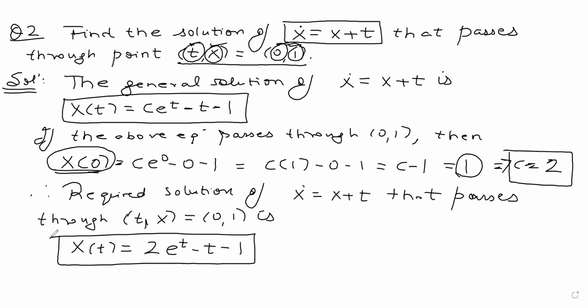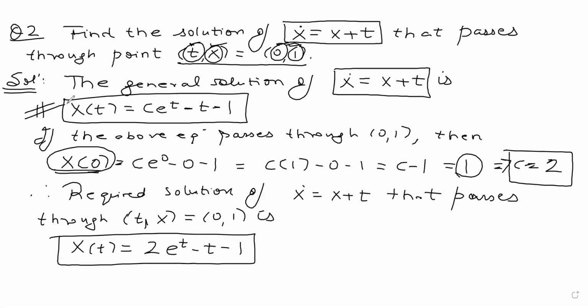Okay, so hoping all students have understood this particular question. So I'm again revising it. We had to find the solution of the differential equation x dot equal to x plus t that specifically passes through the point t comma x equal to 0 comma 1. So first of all, from question number 1, we learned that the general solution of this particular differential equation is this.